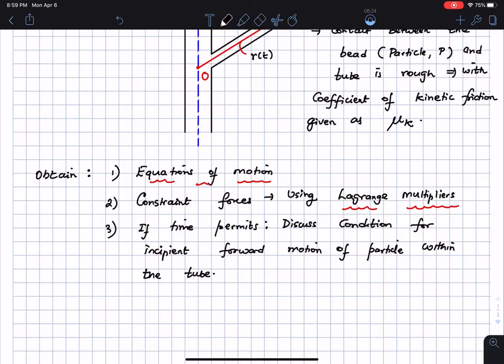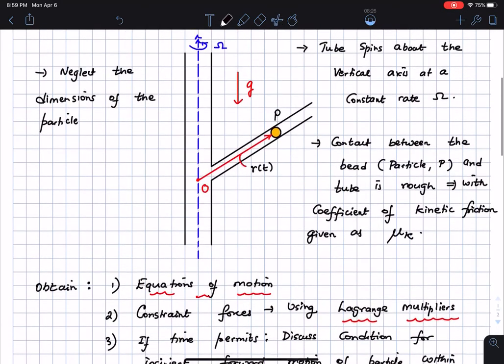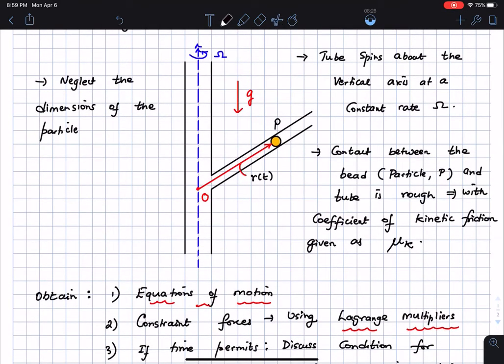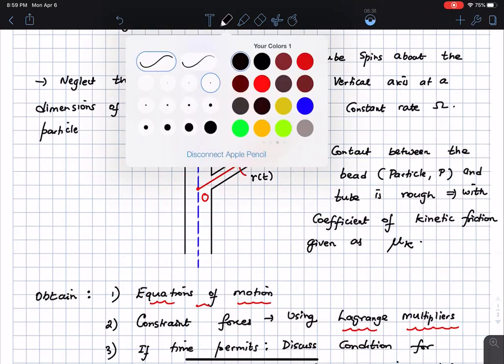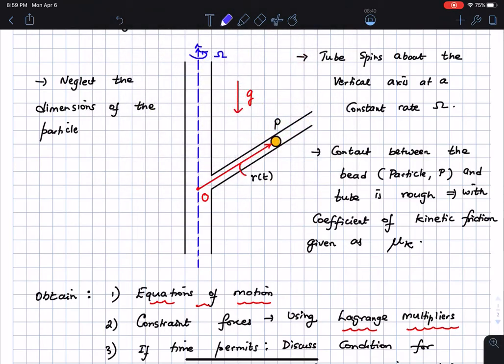All right, so just a recap of the problem. Once again, we have a bead which is spinning within the confines of the tube. Of course, the bead is spinning as a part of the tube, which is spinning about the vertical axis at a constant rate of omega. So let's say that omega here is a constant.